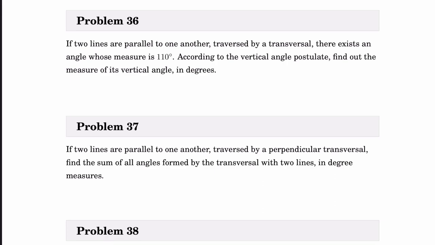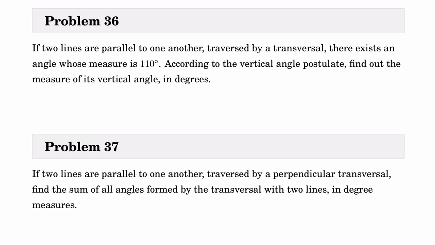Alright, so let's go over problem 36. If two lines are parallel to one another, traversed by a transversal, there exists an angle whose measure is 110. According to the vertical angle postulate, find out the measure of its vertical angle. Okay, so here we go. We draw a set of pictures like this, and then there would be 110. The vertical angle, as you can see from this example, would be staying right there, right? So in fact, the answer for this problem would be 110.